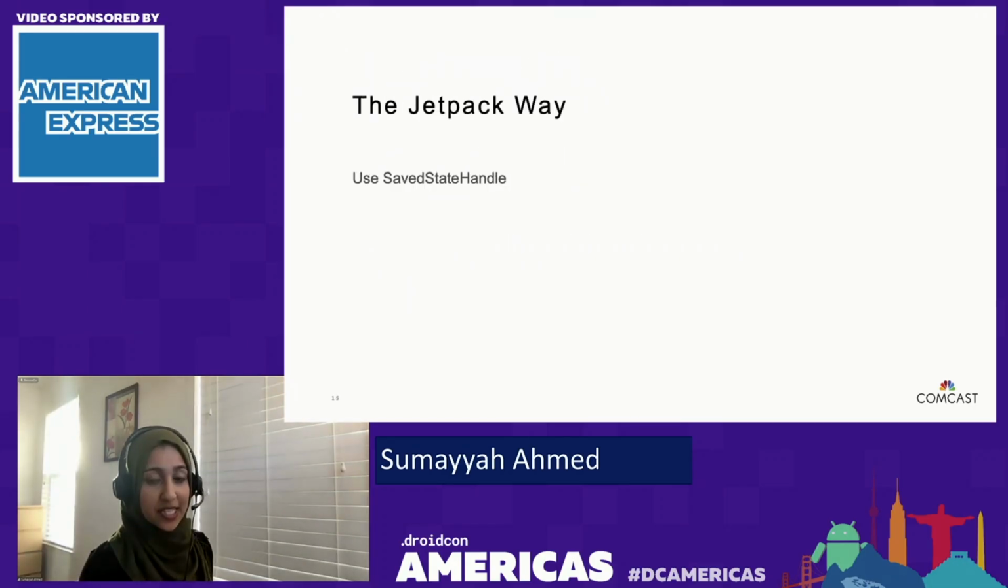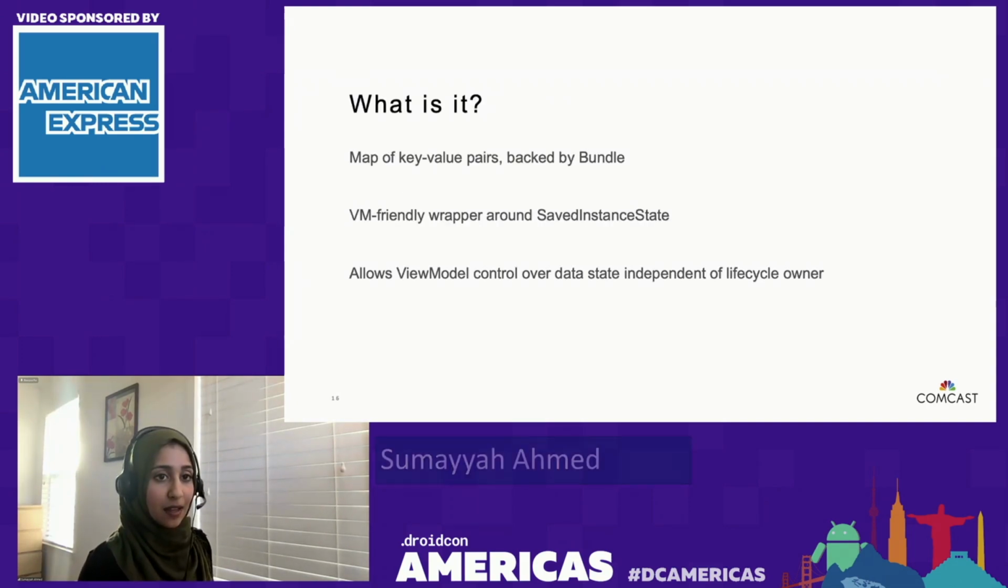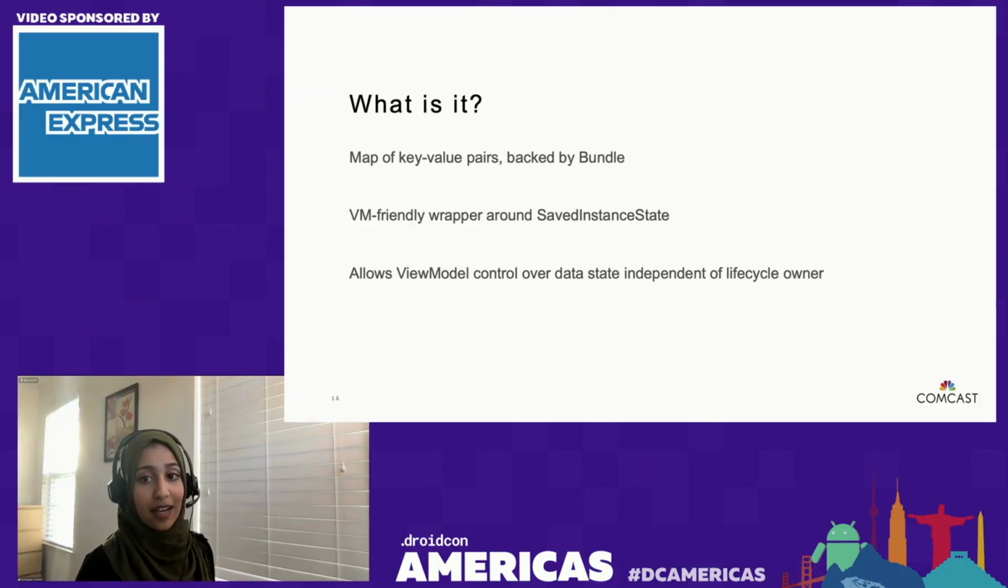Jetpack's solution to this is to use the SavedStateHandle library, which solves a lot of these problems. So what is SavedStateHandle exactly? SavedStateHandle is an interface. Behind the scenes, it's a map of key value pairs backed by bundle. Now, if this sounds familiar, that's because actually it is. There's a lot of classes that are introduced in this library, and we'll go into detail later, but essentially, this is a view model friendly wrapper around saved instant state.